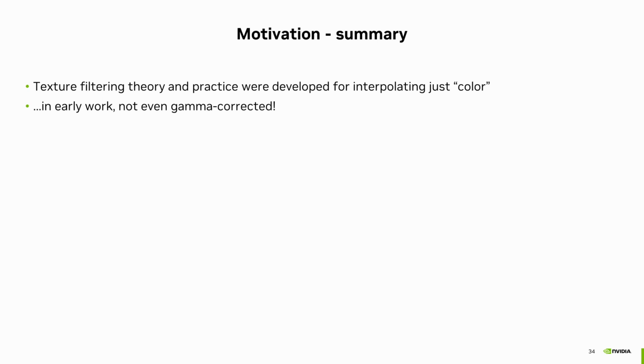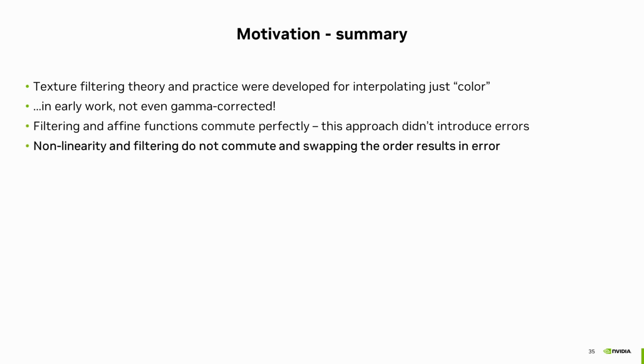Reviewing the literature helped us understand why traditional texture filtering is explained this way and why, in modern rendering, it introduces errors. Texture filtering theory and practice were initially developed for interpolating just color. In the earliest work, not even gamma corrected. And filtering and affine functions commute perfectly. This approach didn't introduce any errors, and you can swap them arbitrarily. However, nonlinearity and nonlinear shading functions and filtering do not commute. Swapping the order results in error.